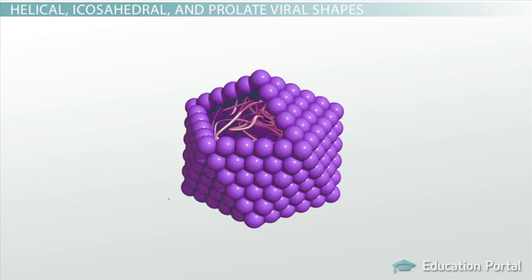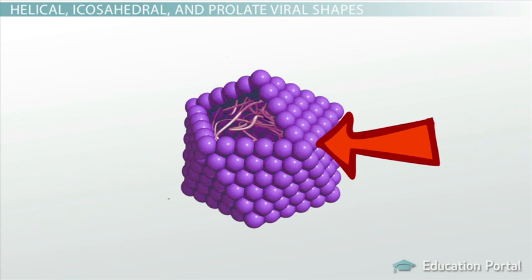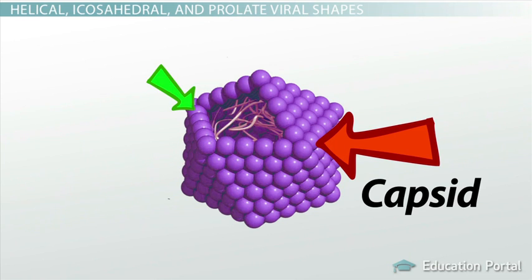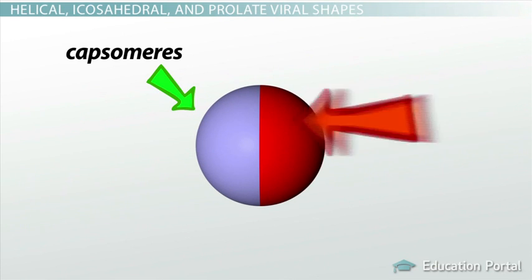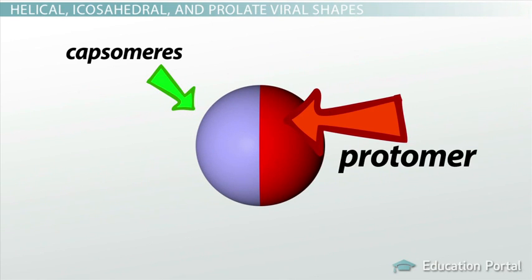Before we get to the nitty-gritty of this lesson, I'd like to point something out. The protective protein shell of each virus is called a capsid. This capsid is made up of protein subunits called capsomeres, which are in turn made of subunits called protomers.